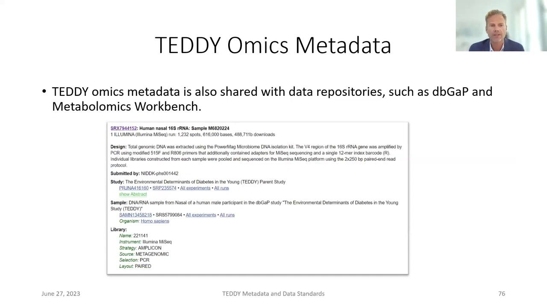The TEDDY omics metadata is also shared with data repositories such as dbGaP and the Metabolomics Workbench. The Metabolomics Workbench is housed at San Diego Supercomputer Center, and it serves as a national and international repository for metabolomics data and metadata. And dbGaP is a database of genotypes and phenotypes.